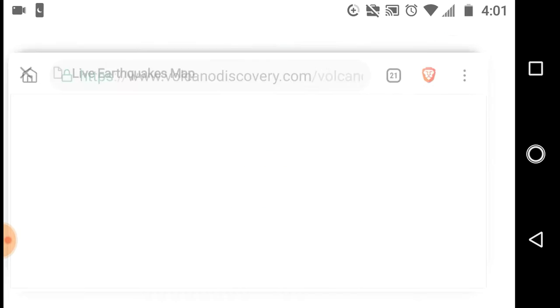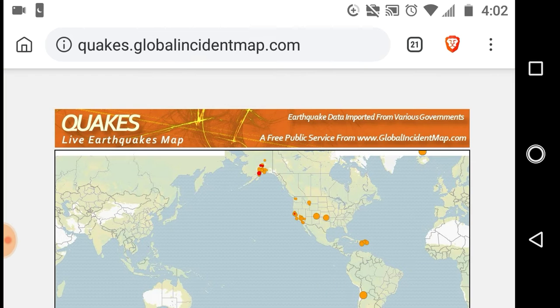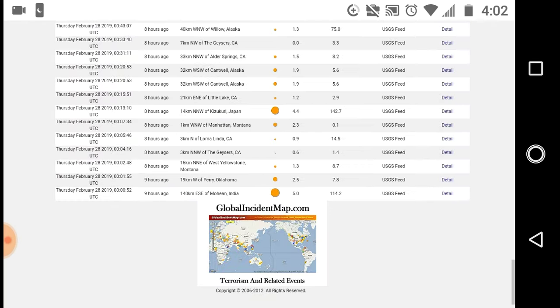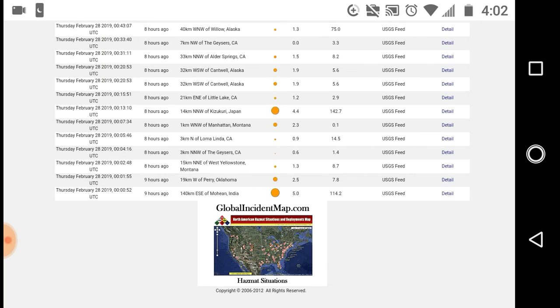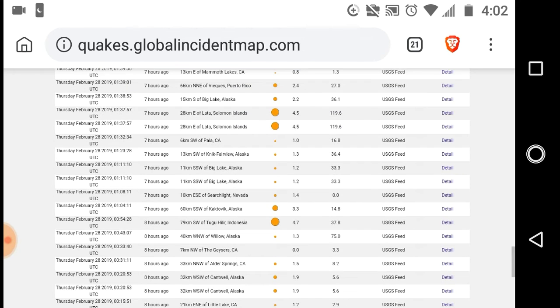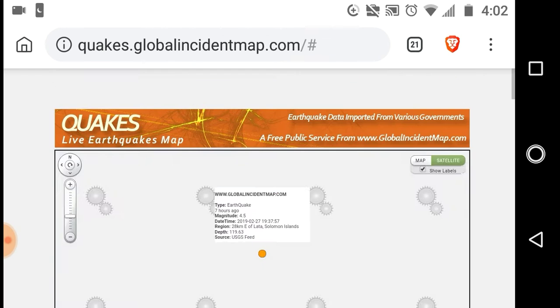Let's look at earthquakes at quakes.globalincidentmap.com. The 6 and 7 earthquake lull continues. We see a 5 in India, a 4.4 in Japan, a 4.7 in Indonesia, 4.5 in the Solomon Islands. That's not 2, it's just 1, just listed twice.